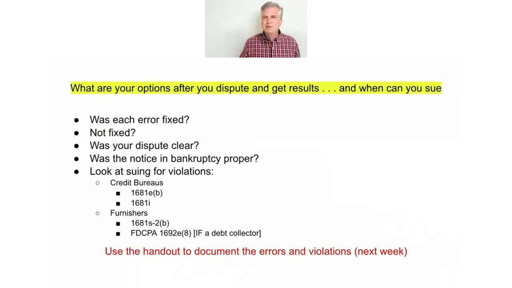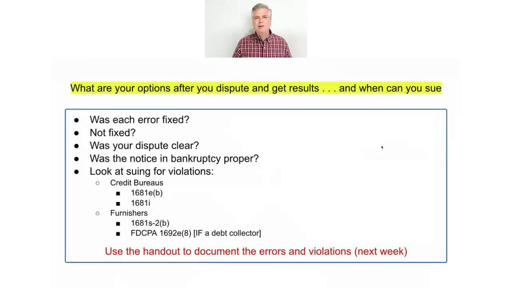And then you want to make sure your dispute is clear. In other words, your letter, was it clear? Did you make it crystal clear what you're disputing? Was the notice in bankruptcy clear? Was that proper? So I have people come to me like, oh, it's a great lawsuit. And I get to looking through the bankruptcy thing, I'm like, we never notified this company. Oh yeah, I just forgot about that. Can we sue them? We got to notify them properly. And then again, I have on this chart, just the bureaus are E, B, and I, and furnishers are S2B. And if it's a debt collector, you might have that E8 claim, that section 1692 E8.